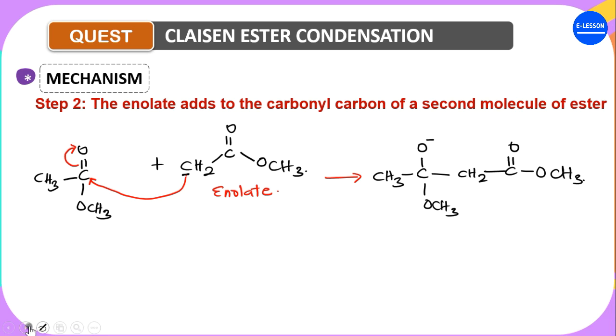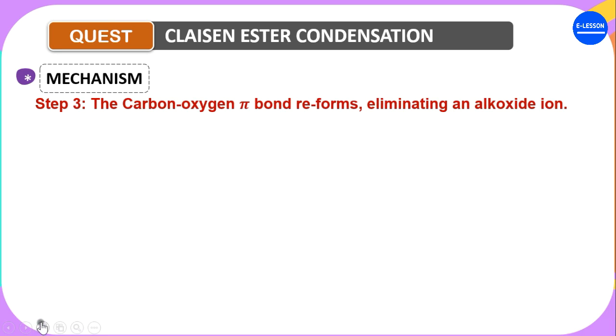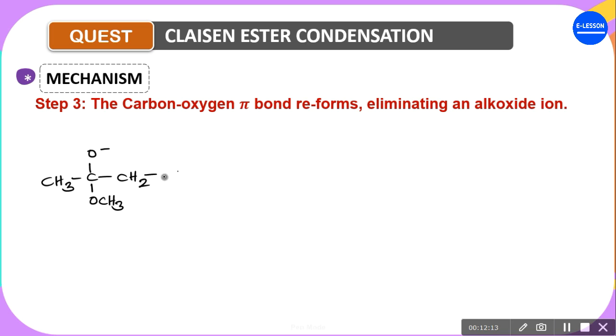Now let us look at the third step. You say the carbon oxygen bond reforms, eliminating the alkoxide ion. So what I'm going to do is write everything that I wrote there again. So this is CH3, this is C, this is O minus, and this is OCH3, and then this is CH2, C double bond O, and OCH3.